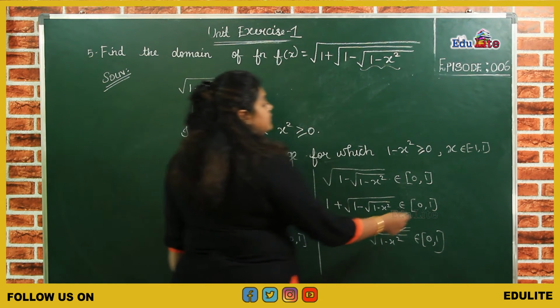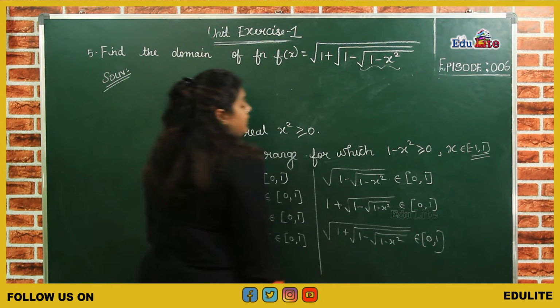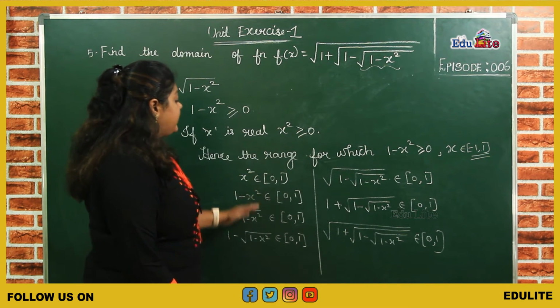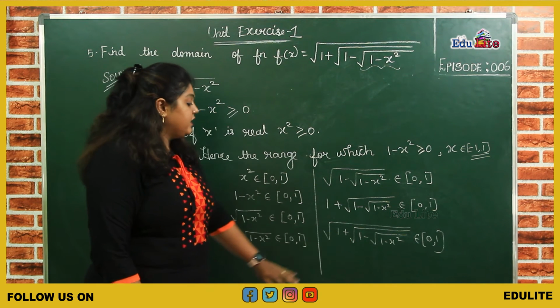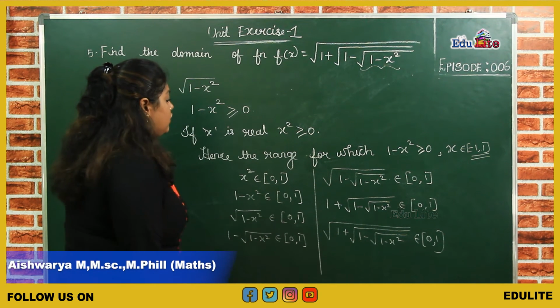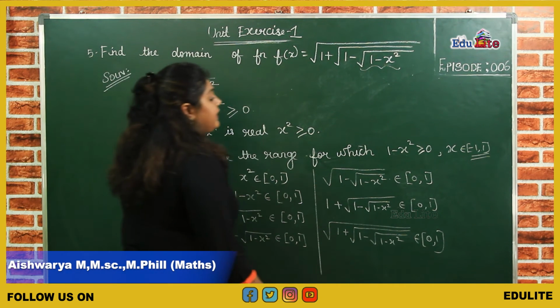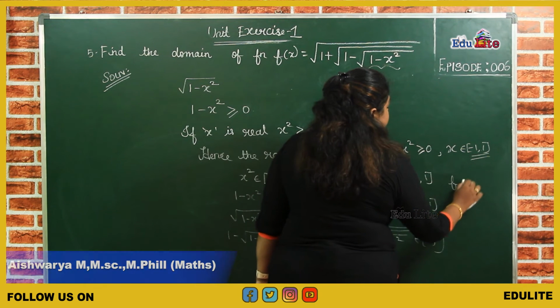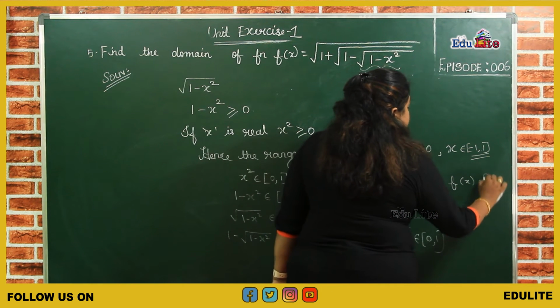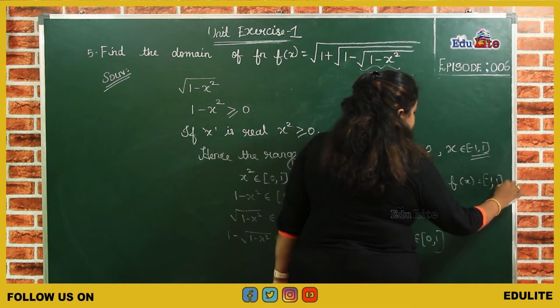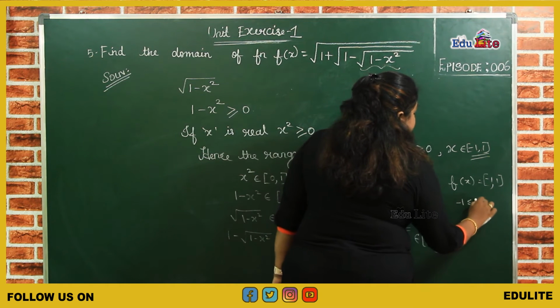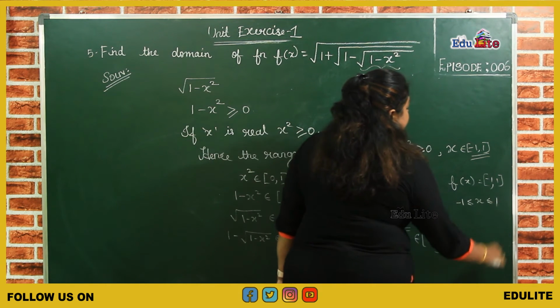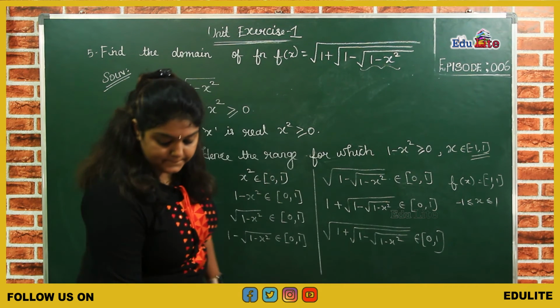So we chose the domain as minus 1 comma 1 for the x value. It satisfies all the equations as it belongs to 0 comma 1. Therefore the domain of f of x is minus 1 comma 1. It can be expressed as x varies between minus 1 and 1.